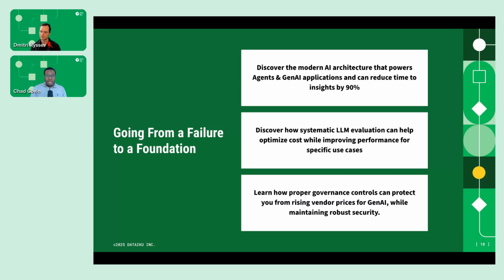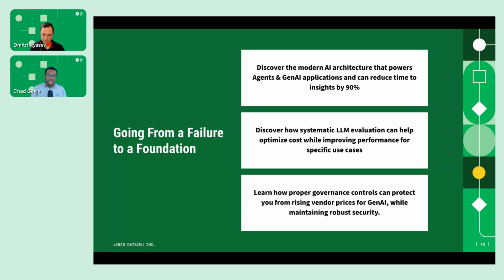So organizations that implement flexible component-based architectures avoid the costly rebuild cycles we discussed and can adapt quickly as models evolve. Second, systematic LLM evaluation is no longer an option, right? We need it to be mandatory. So by implementing a strategic approach to model selection, you can optimize cost while simultaneously improving performance for each specific use case. And this balanced approach really ensures you're using the right tool for the right job.